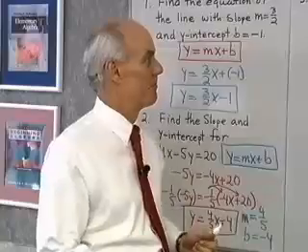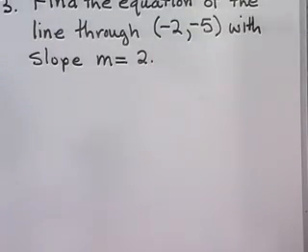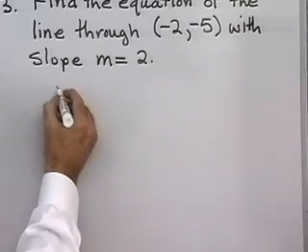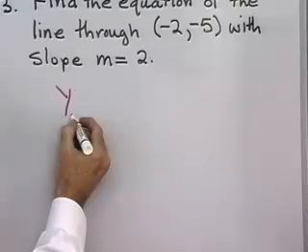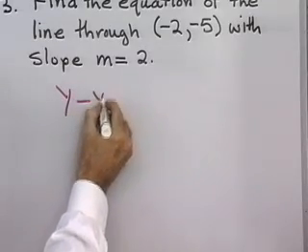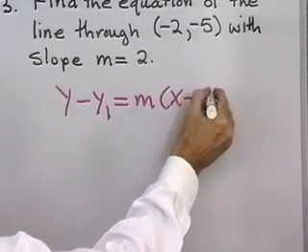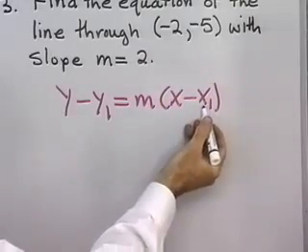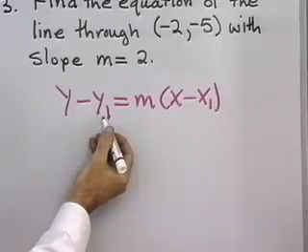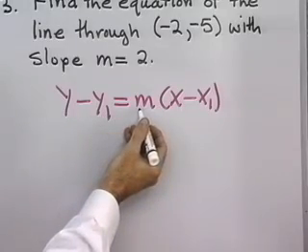Let's look at our next one. Find the equation of the line that goes through (-2, -5) that has a slope of m equal 2. Well, again, you know from your reading in the book that the point-slope form of the equation of a line is y minus y1 is equal to m times the quantity x minus x1, where (x1, y1) are the coordinates of some point on the line and m is the slope of the line.